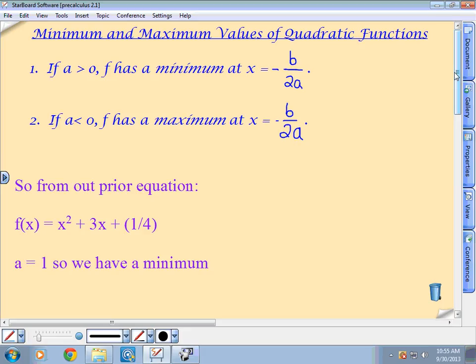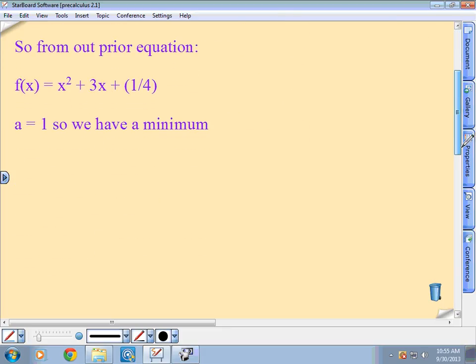Good. Okay. So, from our prior equation, we have f of x equals x squared plus 3x plus 1/4. And we know a is 1 because it's not written there. Because a is 1 and positive, we know we have a minimum because the graph is going to open upward, right? All right, so to find that vertex or minimum, we're going to do minus b over 2a. And then it's simple enough.